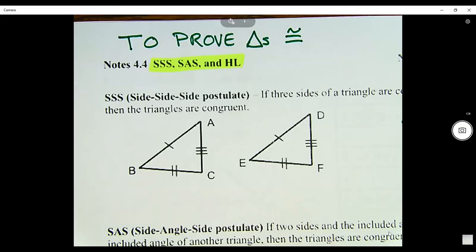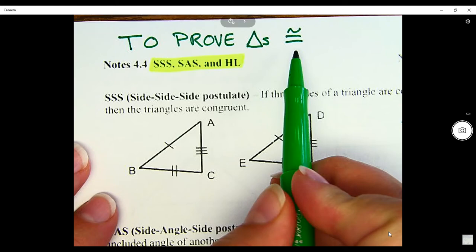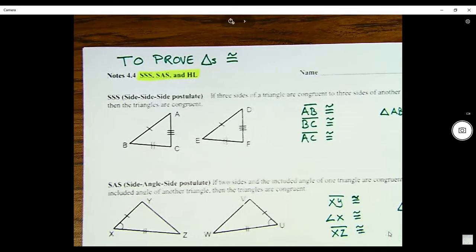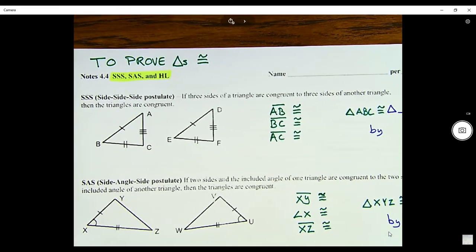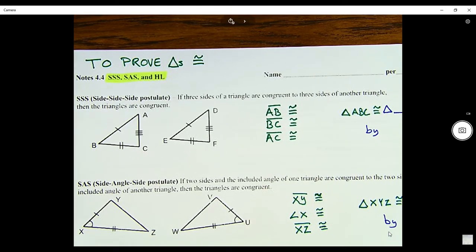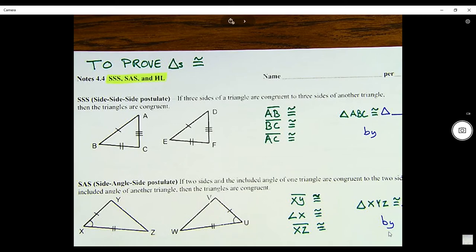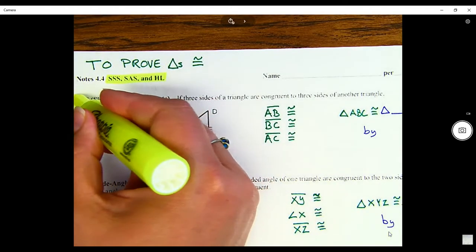Hello there. Today we are looking at the notes for section 4.4, and this is about side, side, side; side, angle, side; and hypotenuse leg, all to prove that triangles are congruent. The first method that you can use to prove triangles are congruent is side, side, side, which means that you have to prove that three sides on a triangle are congruent to three sides of another triangle. That's what the side, side, side postulate is.